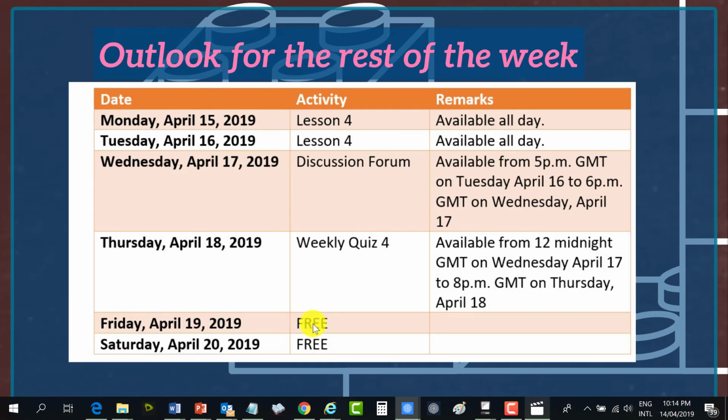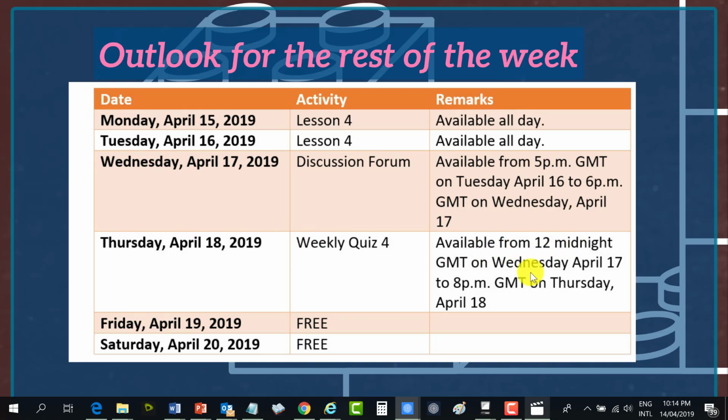For the rest of this week, what do we have? So we're taking lesson 4 now. On Wednesday, we're going to have the discussion forum. It's going to be available from Tuesday evening up to Wednesday evening. And then on Thursday, please mind the change. Our weekly quiz is not going to be on Friday. Our weekly quiz is going to be on Thursday.